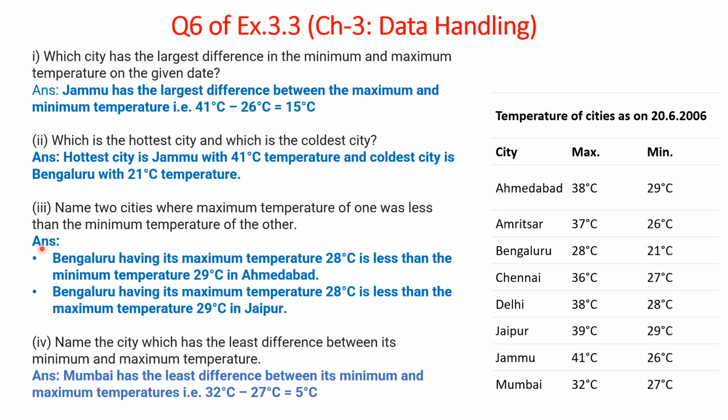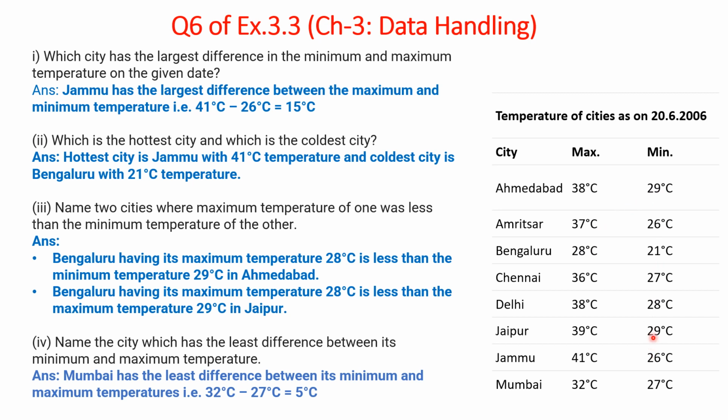जैसे देखो बेंगलुरु का मैक्सिमम टेम्परेचर 28 था, ओके, और अगर हम अहमदाबाद को देखें तो उसका मिनिमम टेम्परेचर ही 29 है। मतलब जो एक सिटी का मैक्सिमम टेम्परेचर है वो किसी और सिटी के मिनिमम से भी कम है ना? तो दैट मीन्स अहमदाबाद और बेंगलुरु, क्योंकि इसका जो मैक्सिमम टेम्परेचर है वो अहमदाबाद के मिनिमम टेम्परेचर से भी कम है.